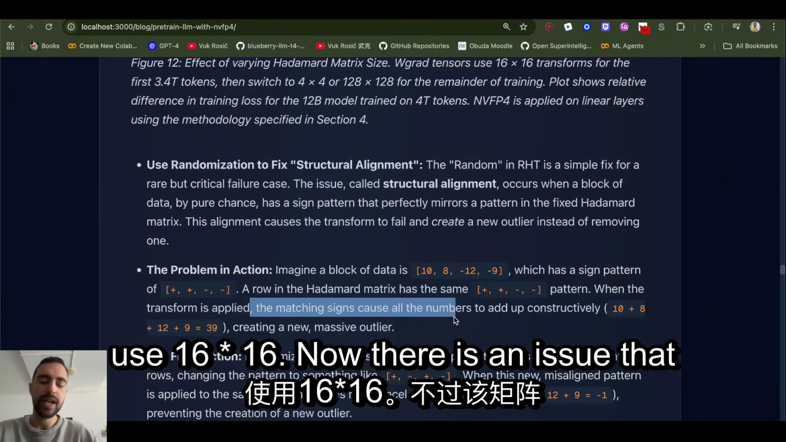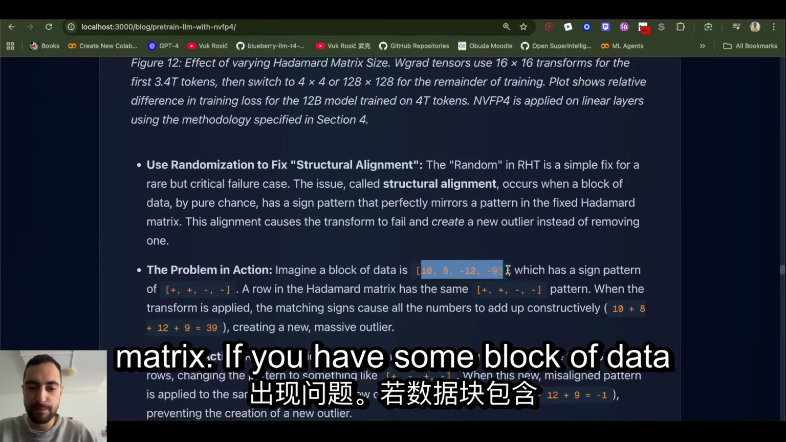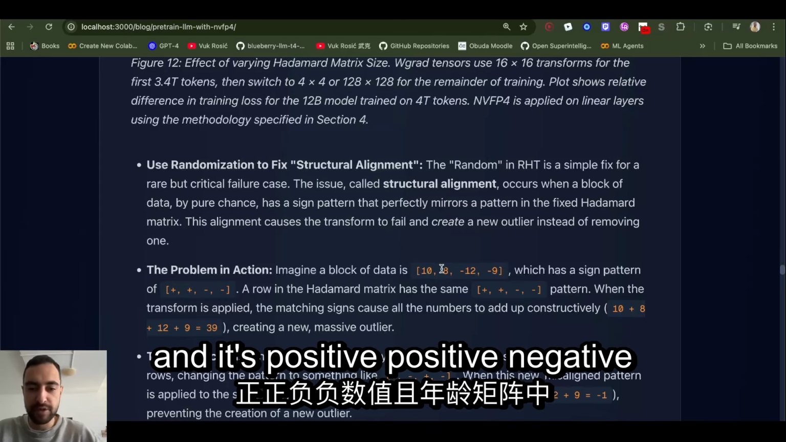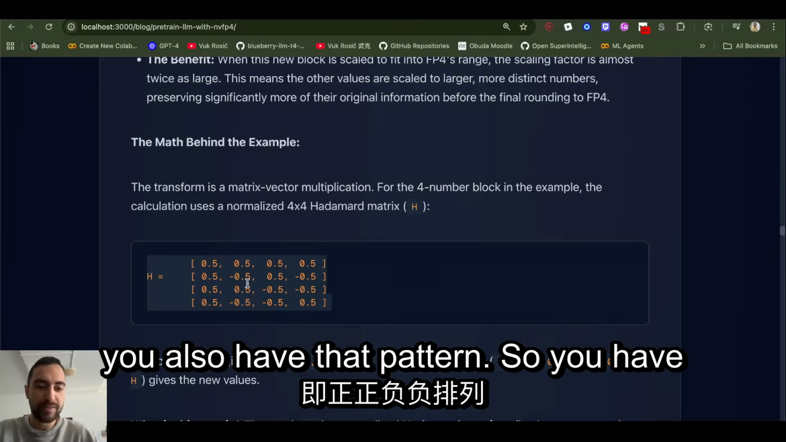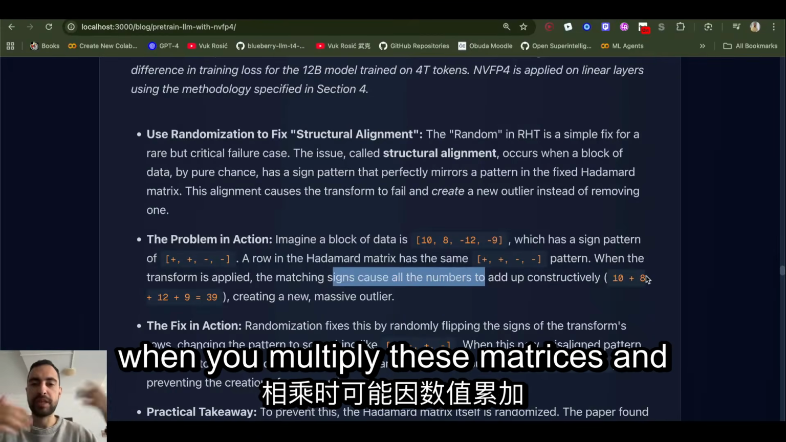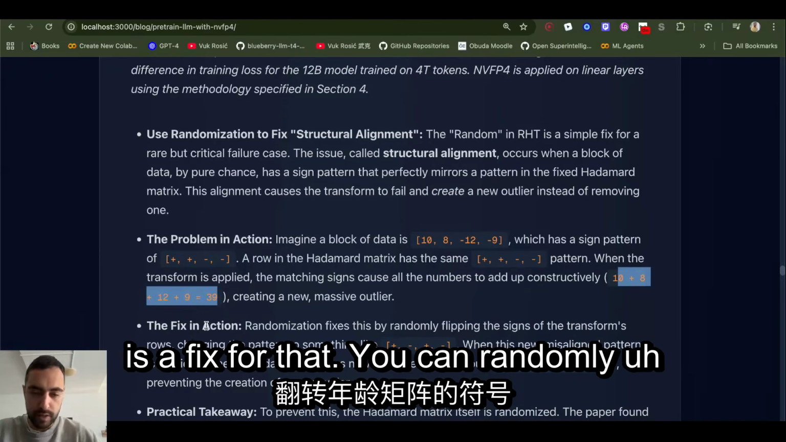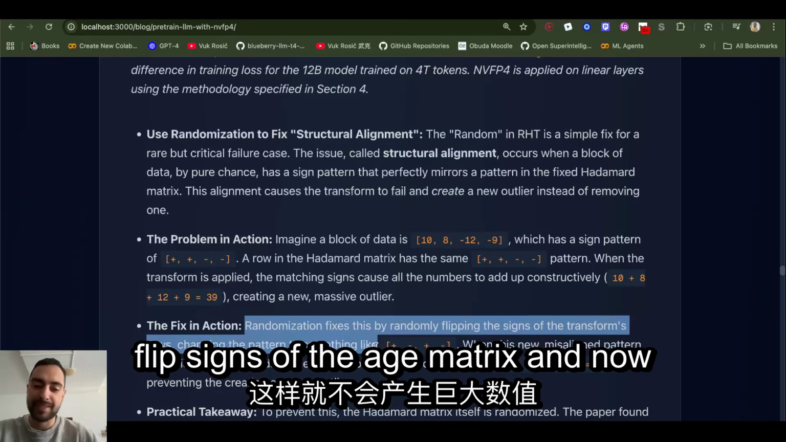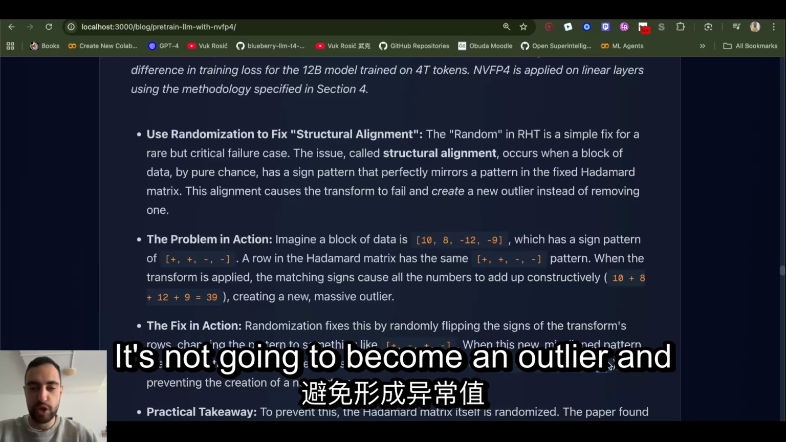Now there is an issue that can happen in some edge case with this matrix. If you have some block of data that is positive, positive, negative, negative numbers, and in your H matrix you also have that pattern, positive, positive, negative, negative, when you multiply these matrices and these rows, this can actually create an even bigger outlier, because they are all added up. So there is a fix for that. You can randomly flip signs of the H matrix, and now it's not going to give a huge number. It's not going to become an outlier.